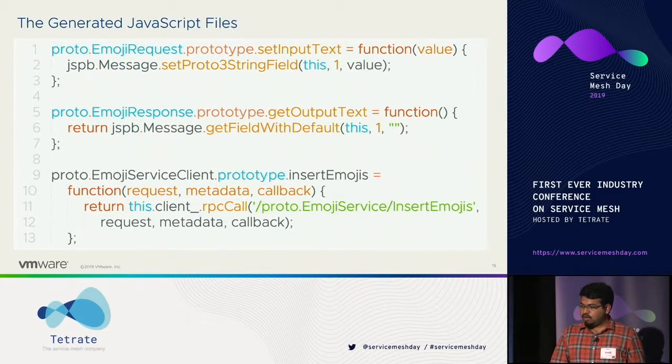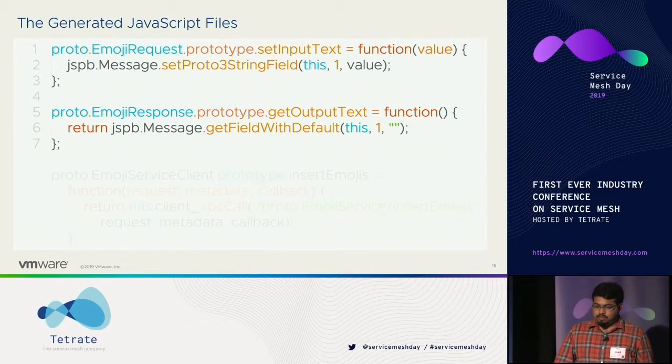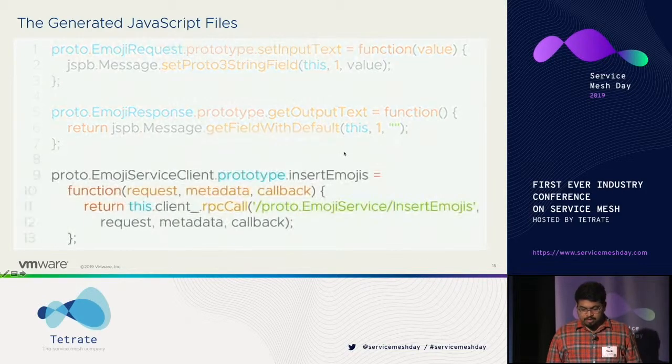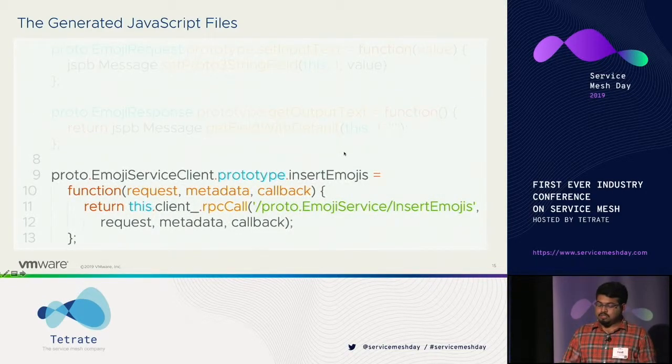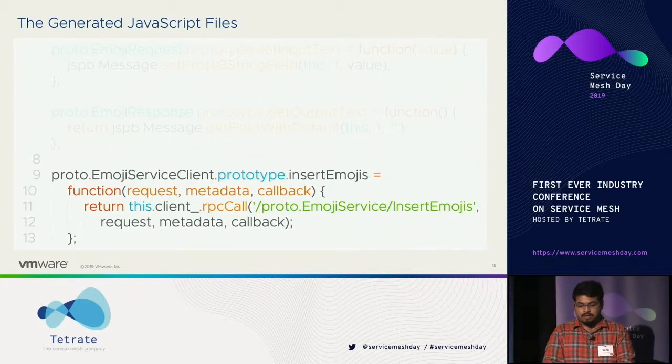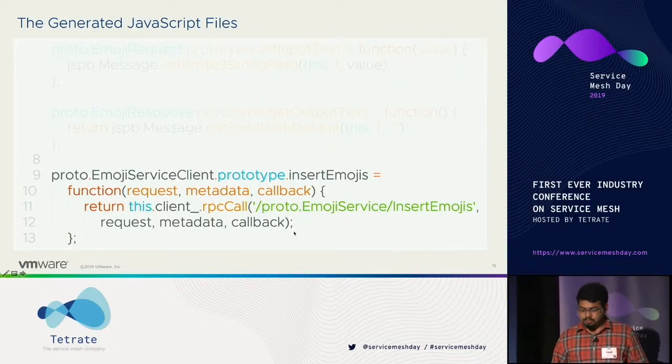And this is the JavaScript file. We have the same kind of objects, and we have the set input text and get output text functions. And finally, we also have a client which the gRPC plugin generated. And now when we call the insert emojis function on this client, it's going to do an RPC call at this endpoint and fire the callback when it receives a response.